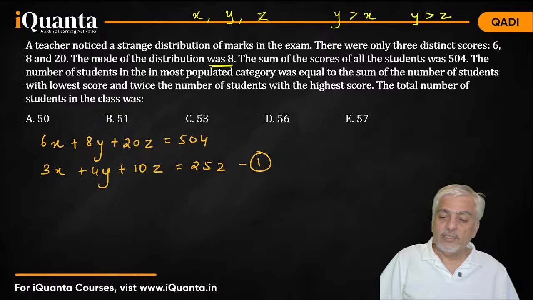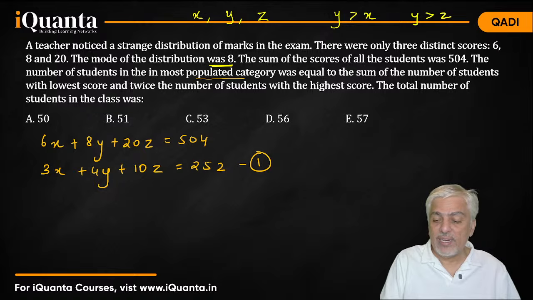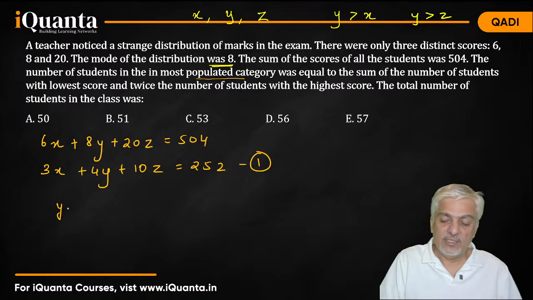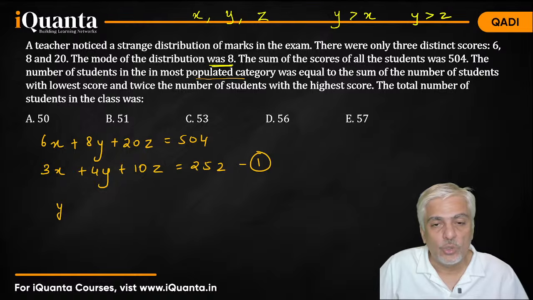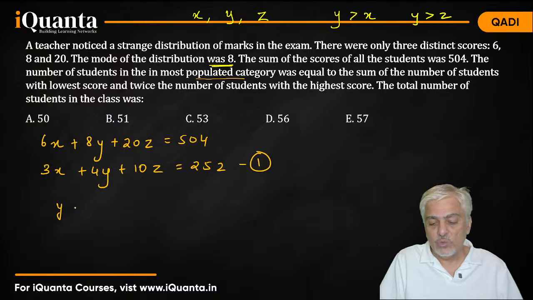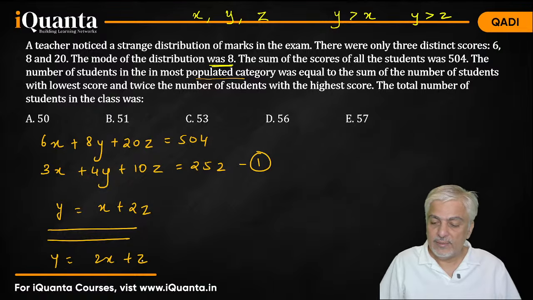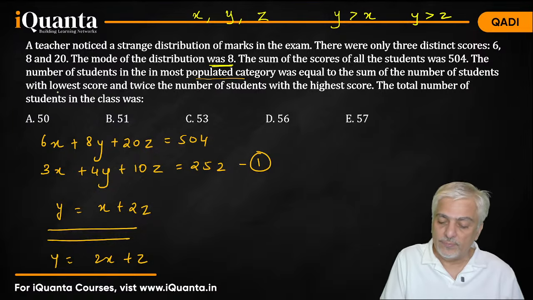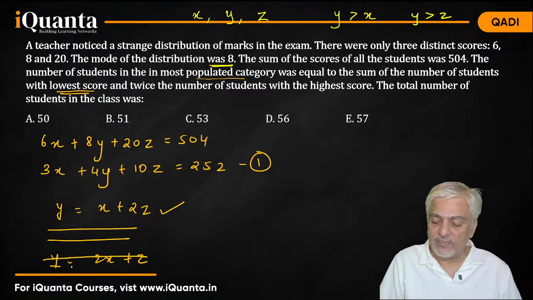The number of students in the most populated category, that is y, was equal to the sum of the number of students with the lowest category. I don't know which is lowest, and twice the number with the highest score. So I'll assume x is lower and z is higher, or vice versa, that I will have to take a chance. So y is equal to x plus 2z, or y is equal to 2x plus z. Okay, as the number of students in the most populated category is equal to sum of the number of all students with low. अच्छा, with lowest score बोला है, lowest score बोला, तो ये बराबर है, first वाला ही बराबर है, second वाला नहीं है.